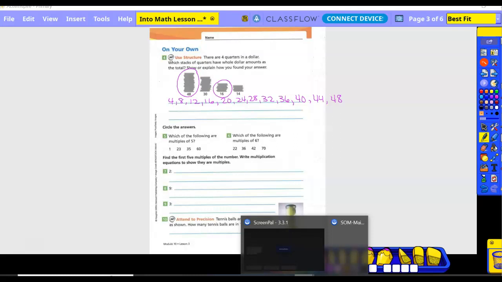Because those two are not multiples of 4. So if you took 30 divided by 4, you would get a what? A remainder, right? If you took 14 divided by 4, you would get a remainder. So you would not get an even dollar amount, correct? Okay, so us talking about it and then showing that will be good enough for explanation.